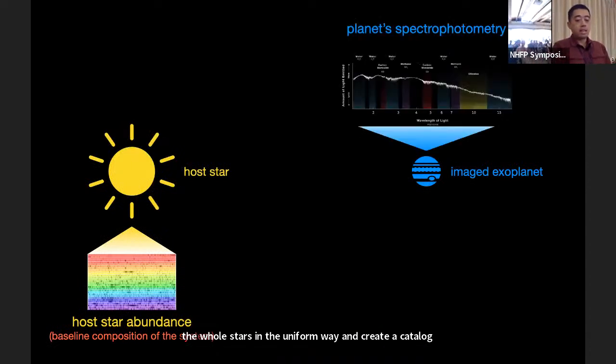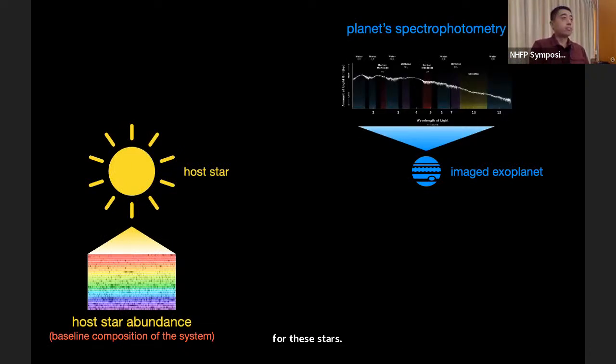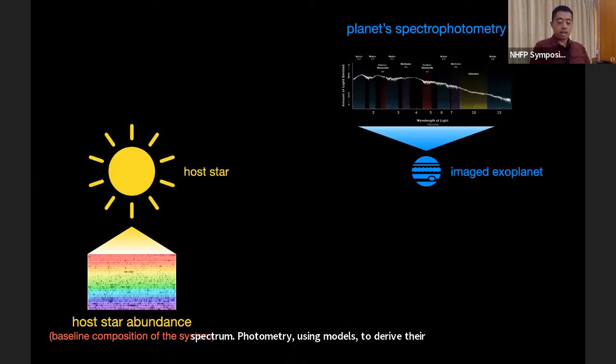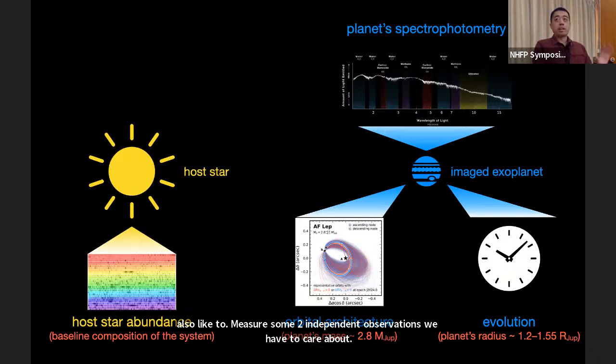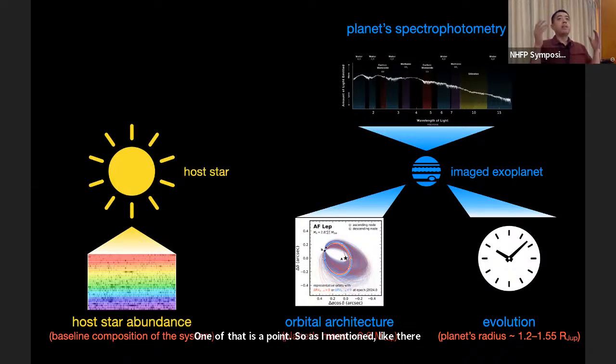So now the planet, first of that is we study the spectrophotometry using models to derive their composition. But before we go to the spectral analysis side, I would also like to mention two independent observations we have to care about. One of those is the orbit. As I mentioned, there are three discovery papers for the same system, and they obtained the relative astrometry using different instruments at different epochs.